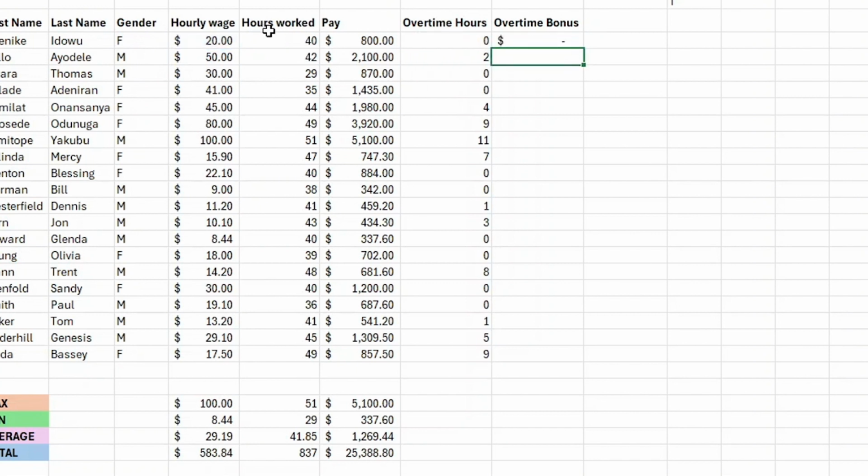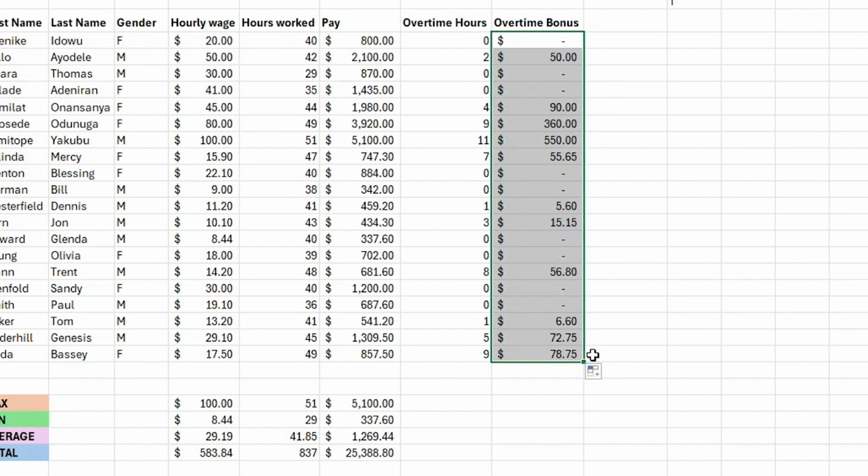If you click here, you see that she has no overtime bonus. So self-fill it all the way down. Can you see? So we have some of them that did not even work up to 40 hours standard working time, so they have dash dash dash. So these people with values are the ones that worked overtime hours, and now it is calculated.